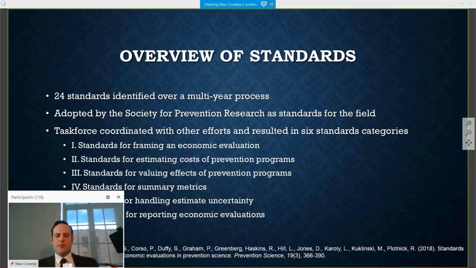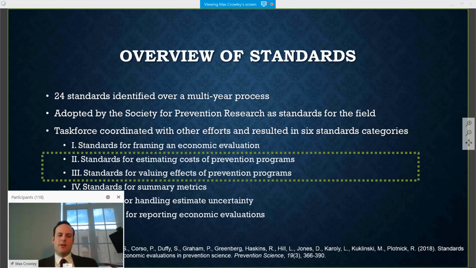Further, the task force coordinated with other efforts, as I mentioned, and as a result, this resulted in six standards categories. So those included standards for framing and economic evaluation, standards for estimating costs of prevention programs, as well as valuing the effects of prevention programs, standards for summary metrics, standards for handling estimate uncertainty, as well as standards for reporting economic evaluations. So for today, I'm going to focus on two of these categories and standards within those categories in particular, in an effort to provide some illustrative examples and, again, give you a sense of the efforts that surrounded this standards work, but of course not being able to provide a fully comprehensive overview.